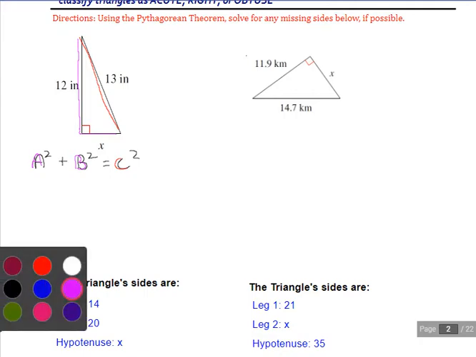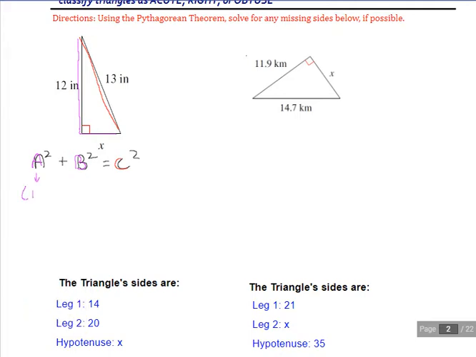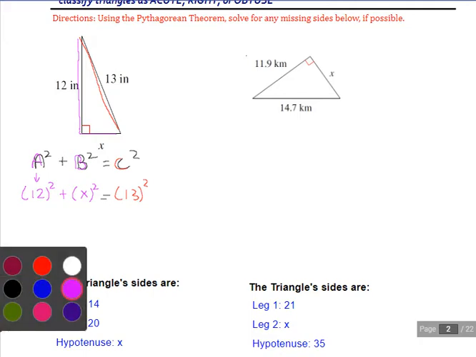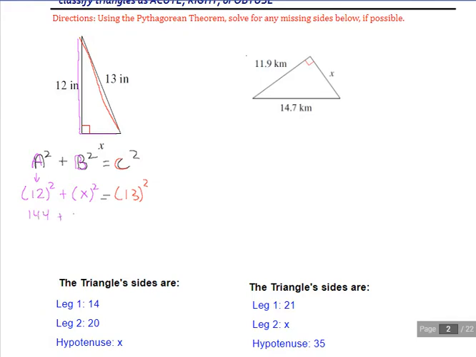So in this particular case, we can substitute a to be 12 and b to be x, and then c in this case is going to be 13. To repeat, 12 and x can interchange places. It doesn't matter if you take 12 squared plus x squared, as long as 13 is not in there, because that's going to be the hypotenuse. Working this out, 12 squared is 144, plus x squared is equal to 169 for 13 squared.